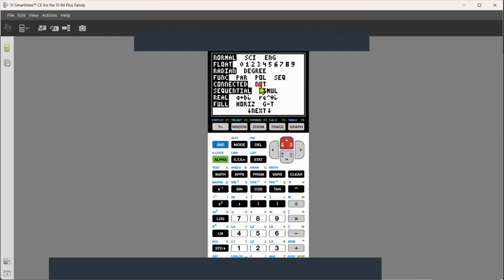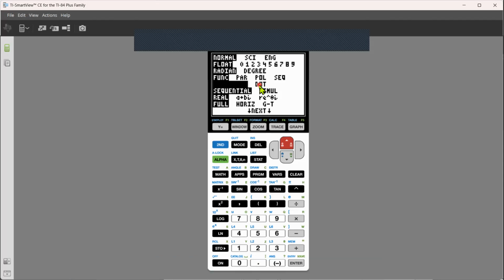Yeah. Where? What was it? It should be connected versus dot. You should have a connected option versus a dot option. What button do I click again? Go to mode. Mode key. There.